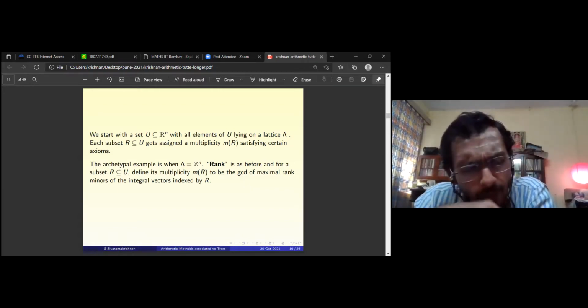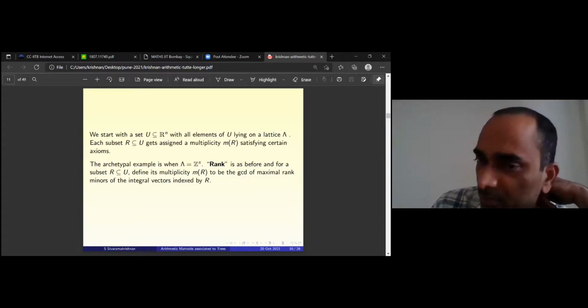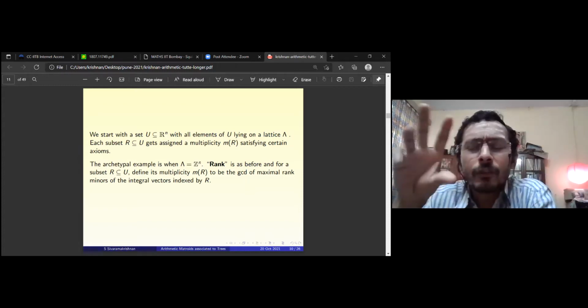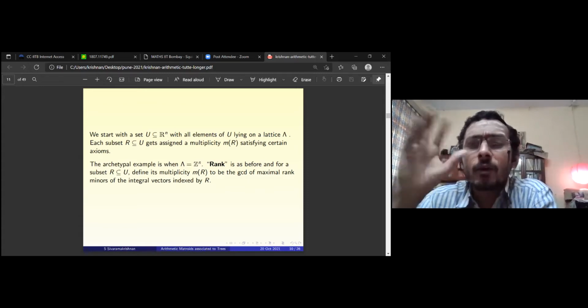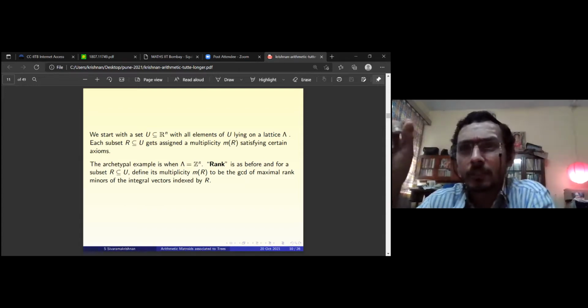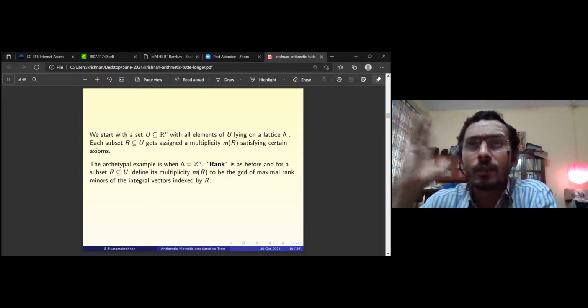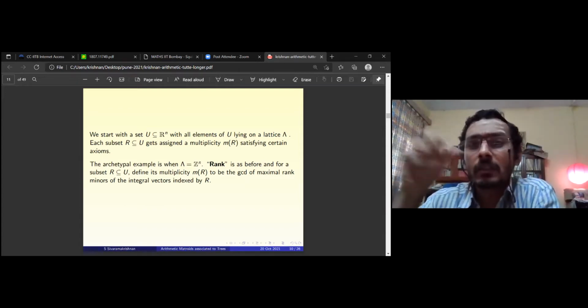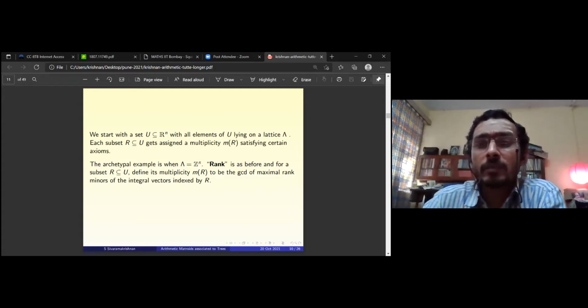Sorry, say that again. What order? Small determinant. Even 1 may be, no. See, if we have it can be 1, then I don't want 1. I don't want to just take the GCD of 1 by 1 minors, which is all the non-zero entries. That I don't want. I want only the maximal rank minors. So that's why I'm saying maximal rank.